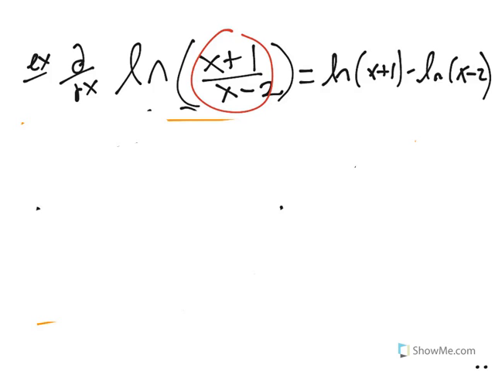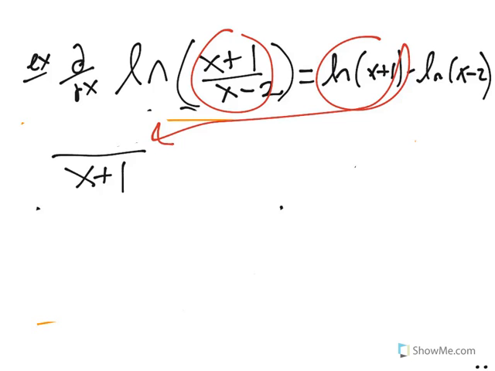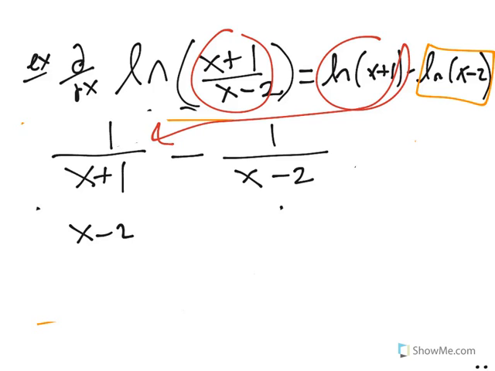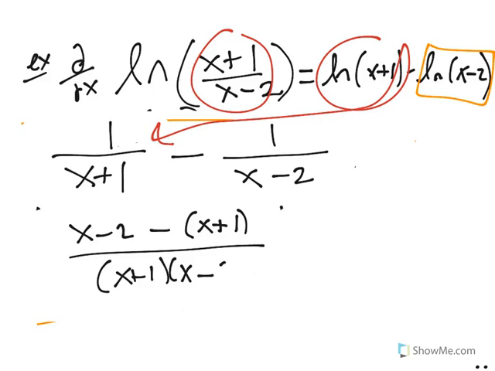So this is over x plus 1, so that's for this one. And the derivative of x plus 1 is just 1. It's minus the derivative of this guy, which is over x minus 2. Derivative of x minus 2 is also 1. If I try to add these fractions together, I get x minus 2 minus x plus 1 all over x plus 1 times x minus 2, which gives me x minus 2 minus x minus 1, which should look familiar.